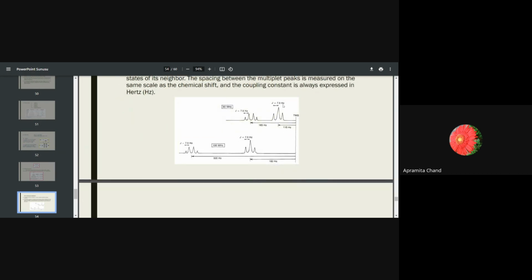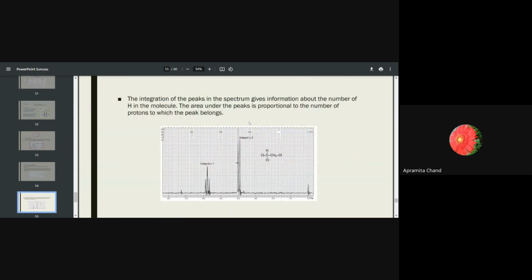So you can see the example here. Here is a triplet. Distance between the peaks is 7.5. You can measure it in terms of hertz. Now, if you are integrating the peaks in the spectrum, you can also get information about the number of hydrogens in the molecule. The area under the peak also matters. As we have seen in the first example, area under the peaks will be proportional to the number of protons to which the peak belongs.